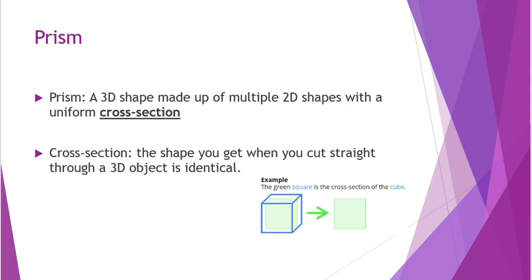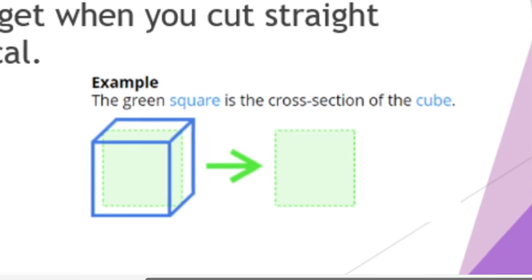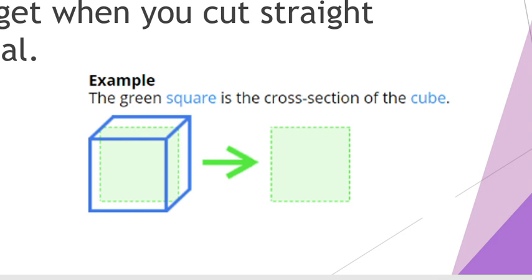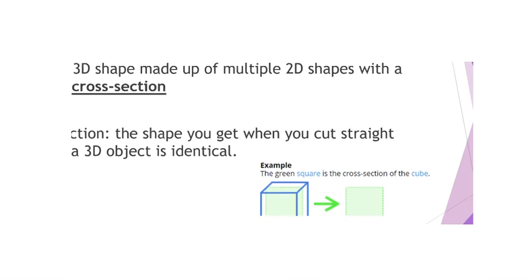All right. So what is a prism? A prism is a 3D shape made up of multiple 2D shapes with a uniform cross section. Now, you might be asking, what's a cross section? A cross section is when you cut through the 3D object, and the two pieces that separate will be identical. In this example, I've got a picture of a cube. If I were to get a knife and cut in the middle of that, I'll get two separate pieces that look exactly like a square. So that's all you need to know.